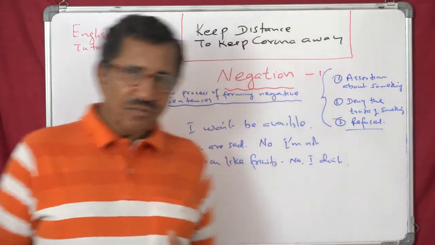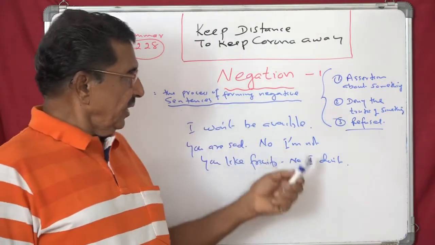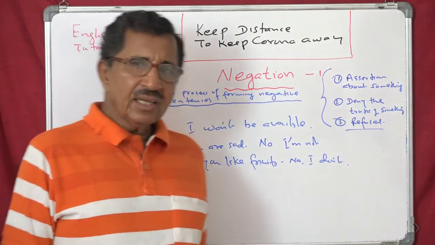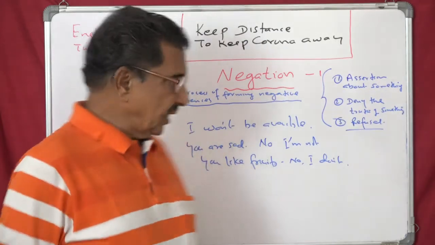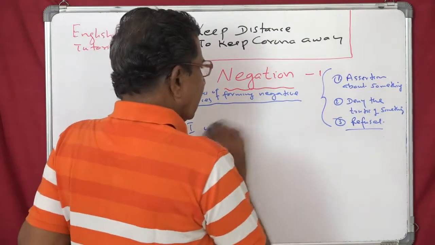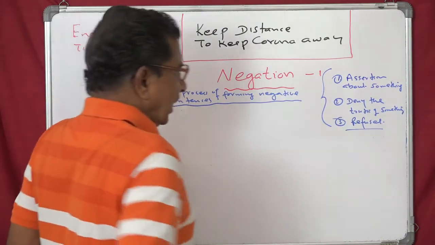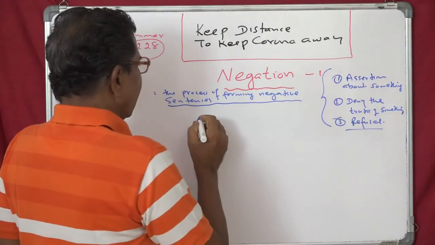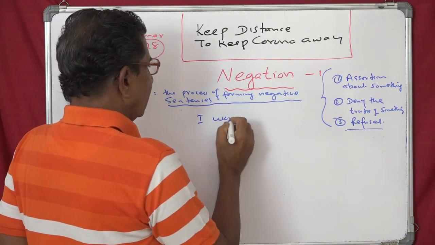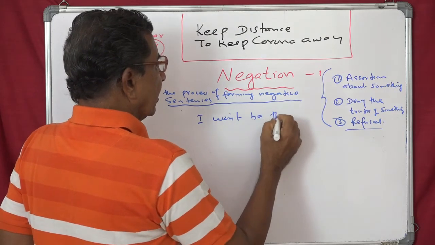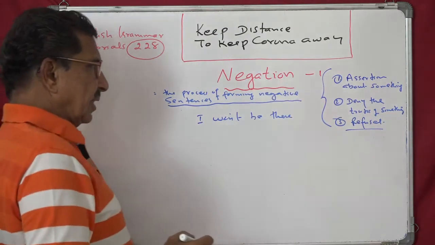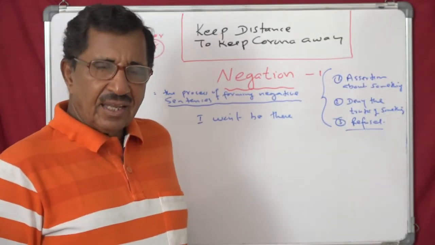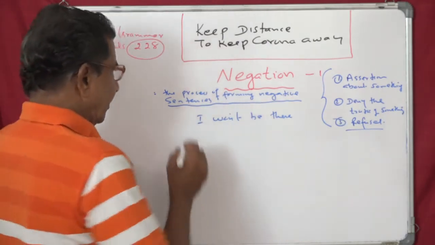So these are the functions of negative. One, assert about something. Two, deny the truth of something. And three, refusal. Now examples for each, then it will be clearer to you. Asserting about something: I won't be there. Don't look for me. Don't wait for me.